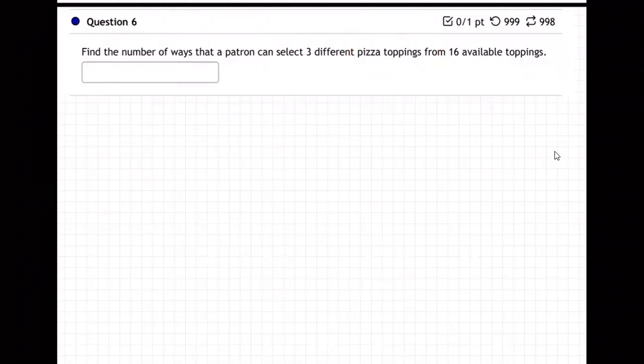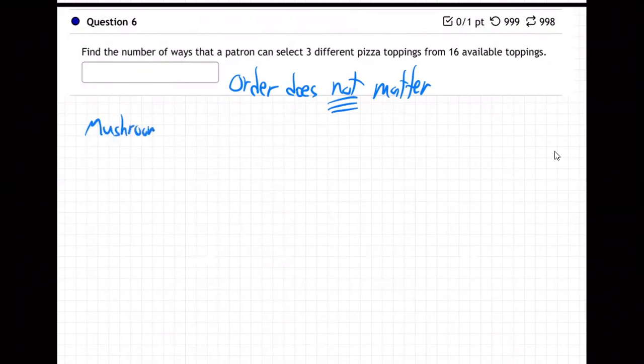Well, notice here, first and the most important thing to notice is order does not matter. Right? This is an important observation. The order does not matter. Like if you say, well, I chose mushrooms and pepperoni. Pepperoni's hard to spell. I'll go olives. Olives. All right, I'm just gonna say pepperoni.